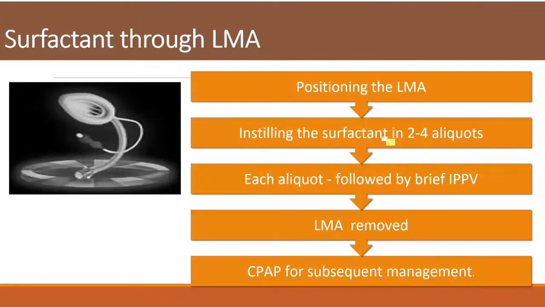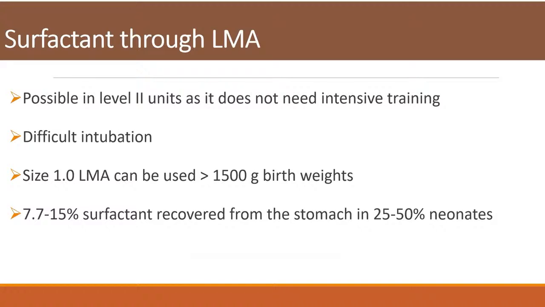So a word about the use of laryngeal mask airway, which is again an upcoming mode of surfactant administration. This requires optimal positioning of the laryngeal mask airway, snugly covering the epiglottis, and instilling surfactant in 2 to 4 aliquots. Each aliquot would be followed by brief intermittent positive pressure ventilation with the T-piece, ensuring that is also being delivered, and after which the LMA can be removed and CPAP can be continued for subsequent management. So this may be possible in level 2 units, as it may not require very intensive training or in newborns with difficulty in intubation.